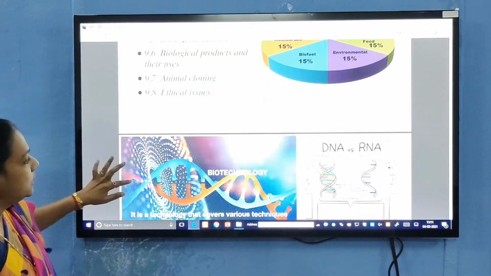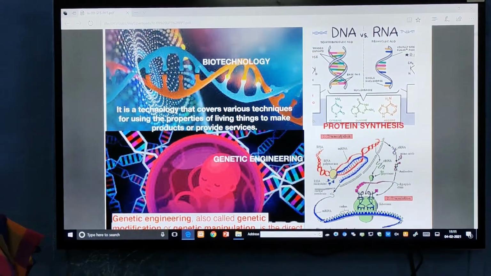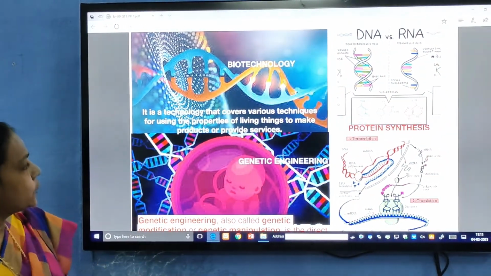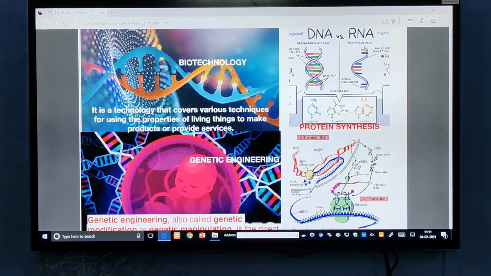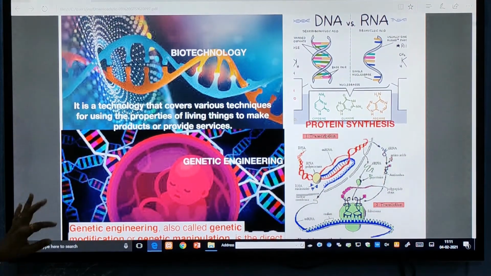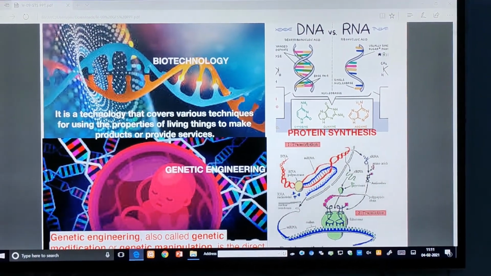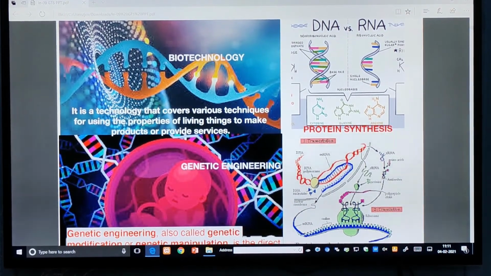Biotechnology. So, first of all, we should get enriched with the knowledge of biotechnology, protein synthesis, structure of DNA, RNA and genetic engineering. It is a must that you have a knowledge of biotechnology, protein synthesis and genetic engineering as far as this lesson is concerned, because all these are the basics.